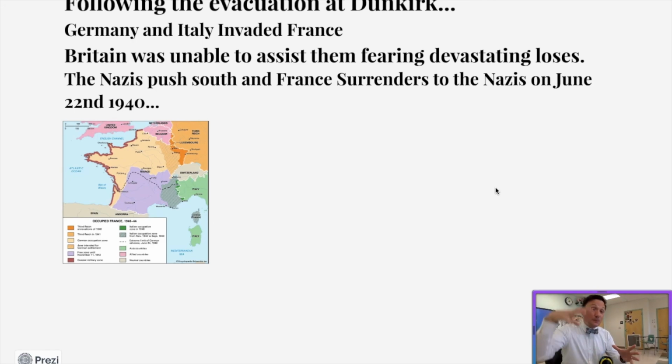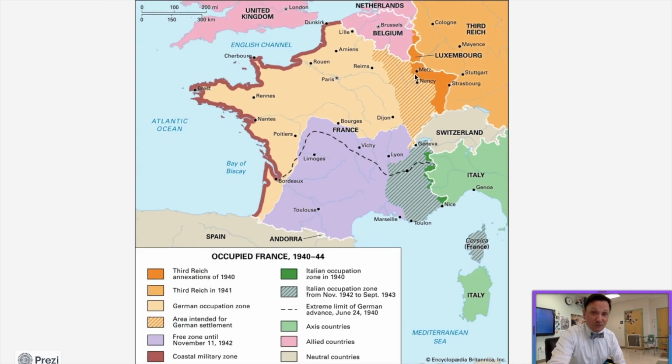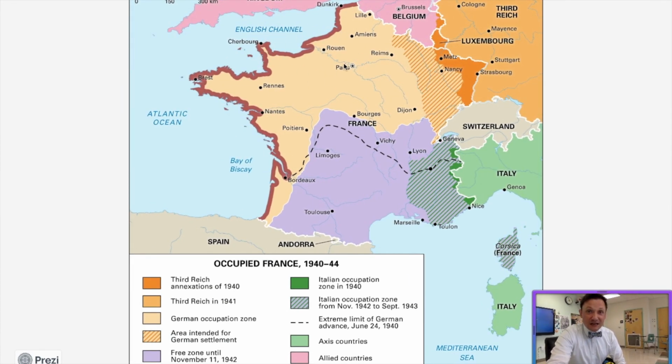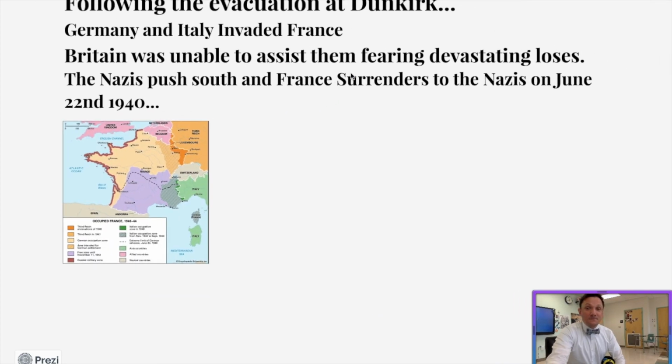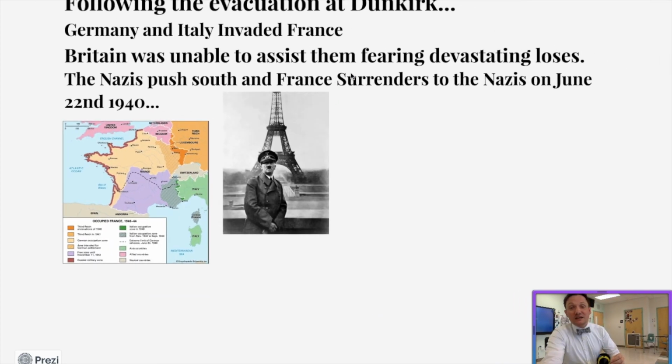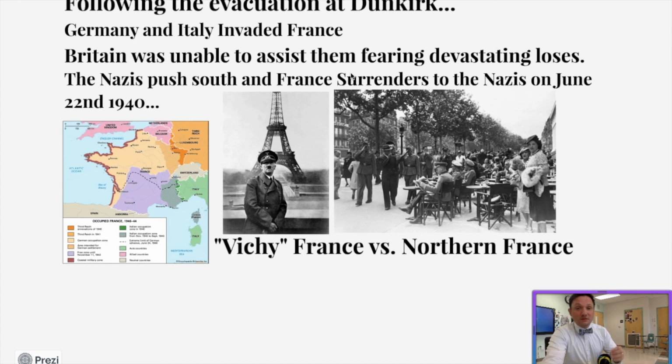So the Nazis are going to push south from Dunkirk, right? If we look right here, Dunkirk is actually located in this area right here. They push south directly at Paris. And on June 22nd, 1940, the Nazis forced the French to surrender. That's right. France was out of this war. As of June 22nd, 1940, there is only one ally remaining. It's Great Britain.